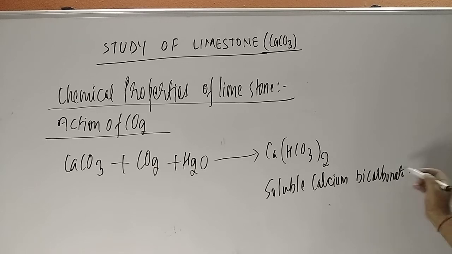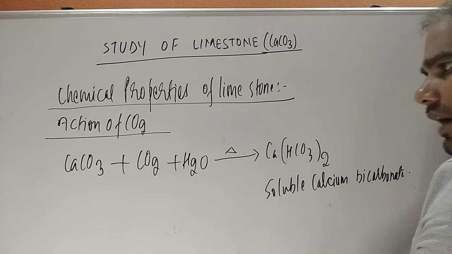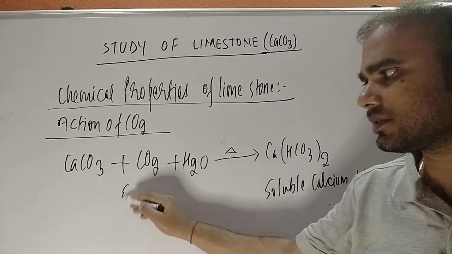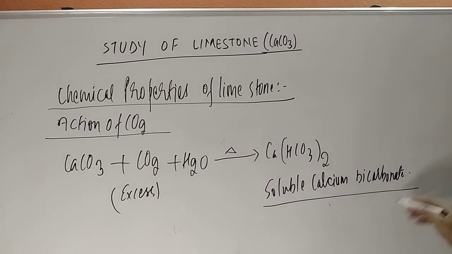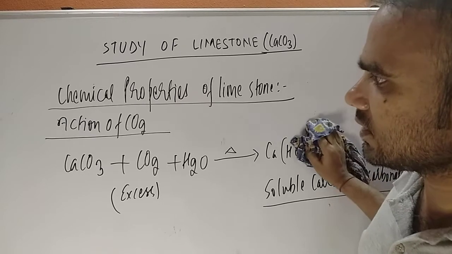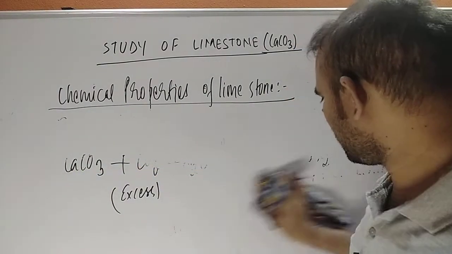So initially calcium carbonate, that is limestone, is insoluble, but when you are heating with carbon dioxide and excess water, it will give soluble calcium bicarbonate, student. Now we are going to study the action of acid, dilute acid or concentrated acid. It has a similar effect.